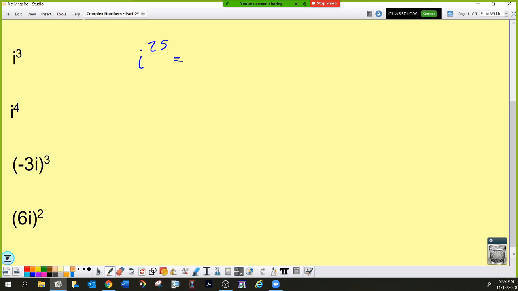Not without a decimal. But if I did, what is the biggest number smaller than 25 that I can divide by 4? Crap, I said the answer. It's 24. You see, 4 goes into 24. And because 24 is a multiple of 4, this equals 1 times i to the first, which is just i. You see, you're looking for multiples of 4 in your exponents because i to the fourth equals 1. So there are 6 i to the fourths right there, but each one of them equals 1.